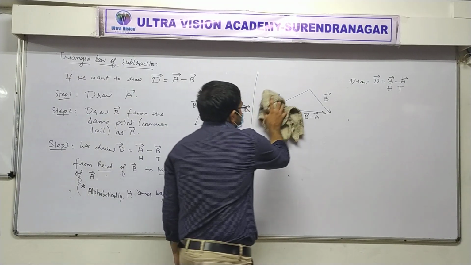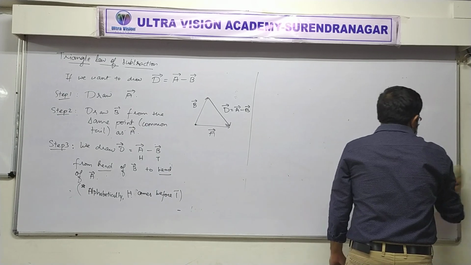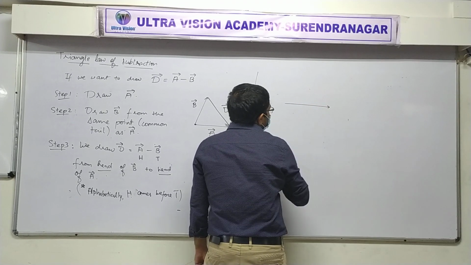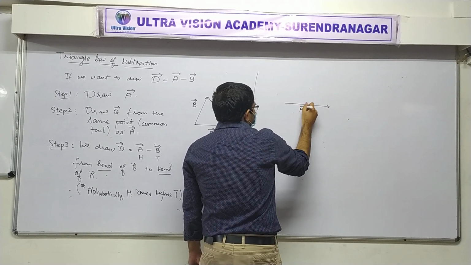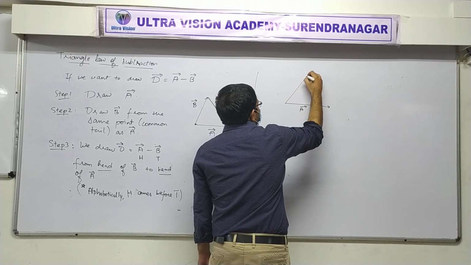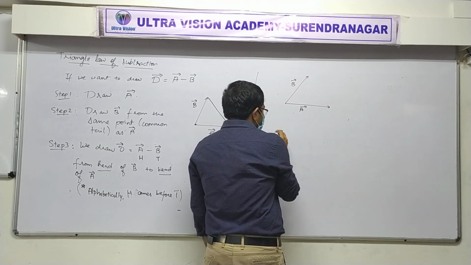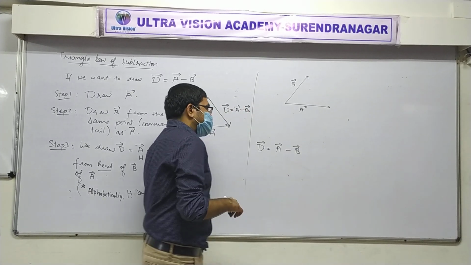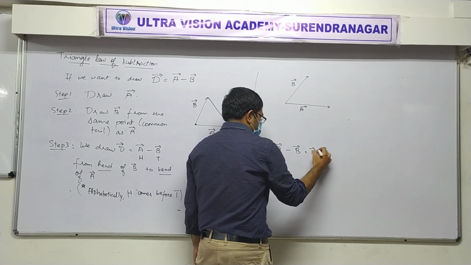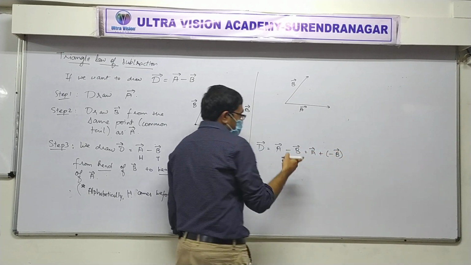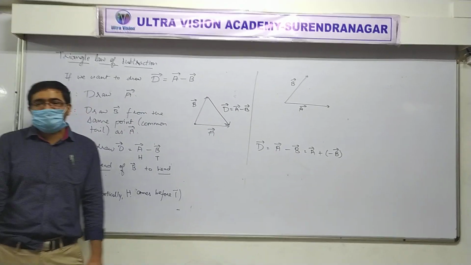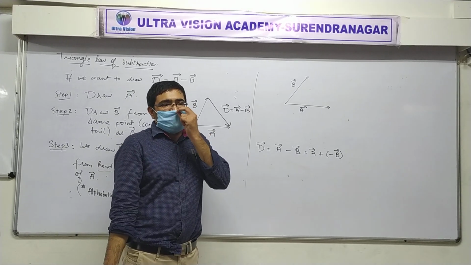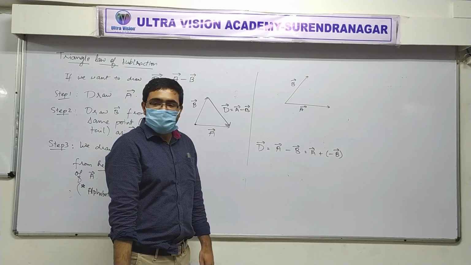Right? So consider that we draw a vector A and here is a vector B. But we want to actually draw vector A minus vector B. So this I can always write as A vector plus minus B vector. Did you understand that? Agreed? Sure?